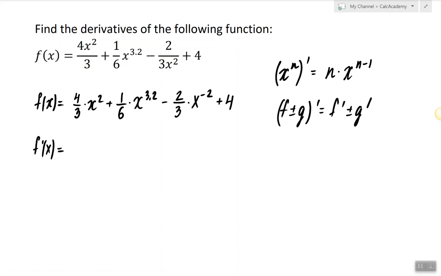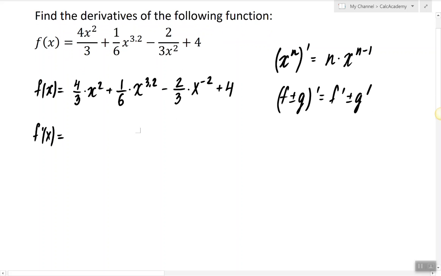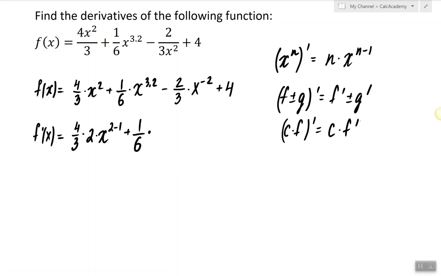So the derivative of 4/3 x squared is 4/3 times 2 times x to the power 2 minus 1. The derivative of 1/6 times x to the power 3/2, and here I'm also using the rule that allows me to take out the constant from the differentiation. That is, the derivative of a constant times the function is just the constant times the derivative of the function. That's why we can do what we're doing here.